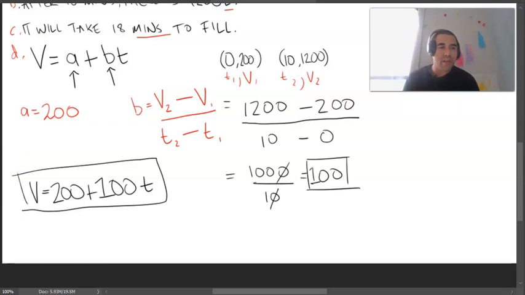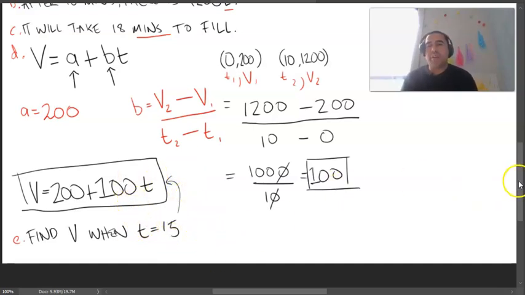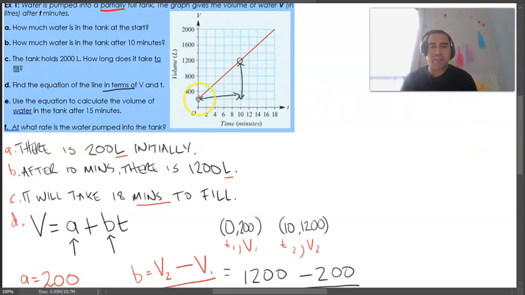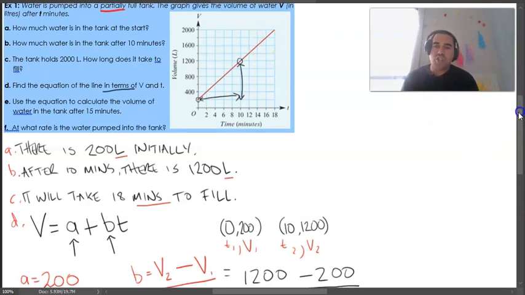So with E, we are going to find volume, find V, when our time frame T is 15, and this is just a straightforward substitution. Again, you can check the graph at 15 minutes, which is here. The amount of liters is going to be 1,700. This is just based on mapping out there to there, so 1,700.